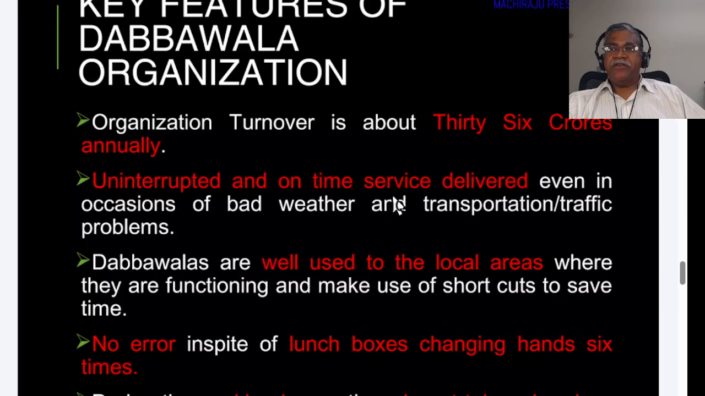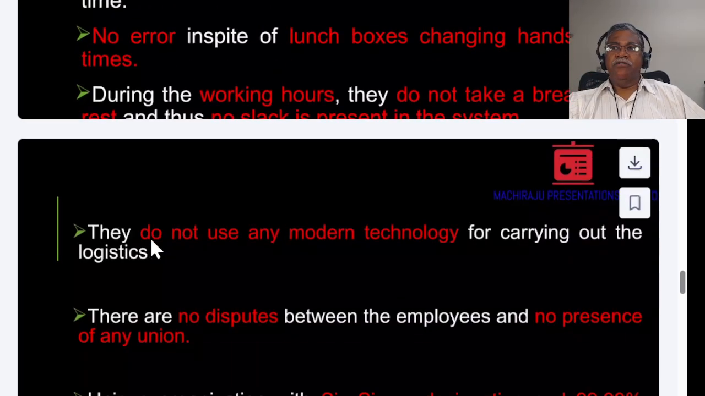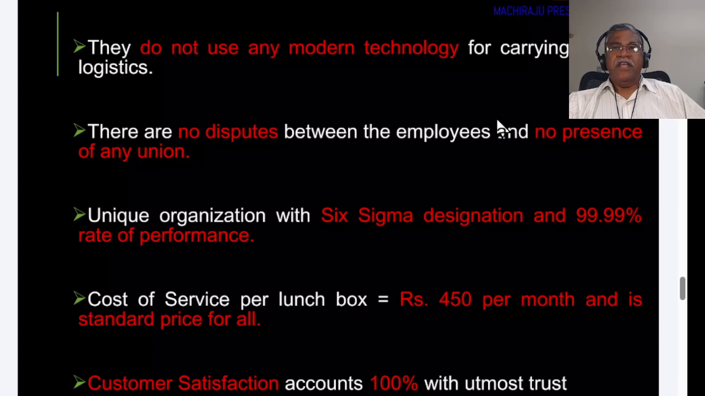Okay. Uninterrupted service, doesn't matter whether it's bad weather, whatever, the food goes there. They're well used in local areas, okay, to save time. No errors. Every lunchbox changes hands 6 times. Okay, 3 times before it gets to the person, 3 times on the way back. And they know this. No, do not take a break, rest. They do not use modern technology. There has never been a problem with management and union. It's a Six Sigma designation, and the accuracy is 99.99%, which means you're really beyond any error, beyond Six Sigma.